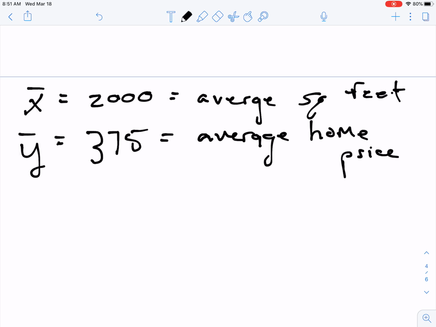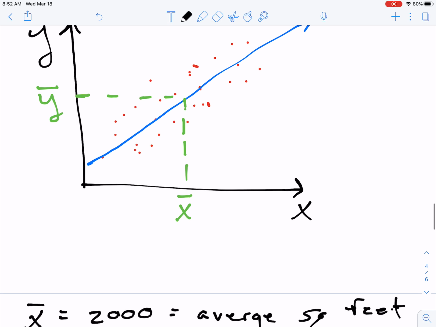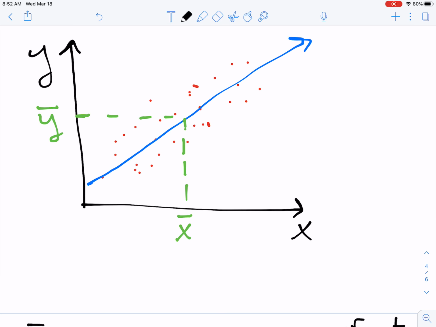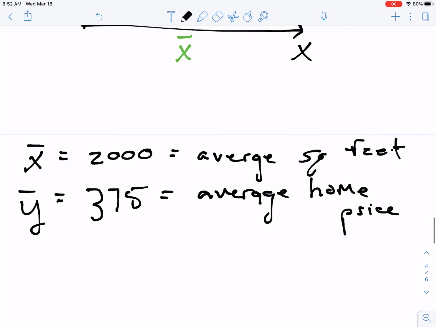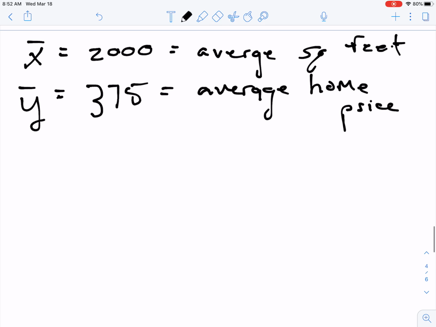And not only that, but our confidence interval will be the tightest around y bar because we have the most information about our data near the mean. Notice that for really high values of x, we have less information. For really low values of x, we have less information. But for the average, we have the highest amount of information. When we have more information, we have less uncertainty, and we're going to have tighter confidence intervals.